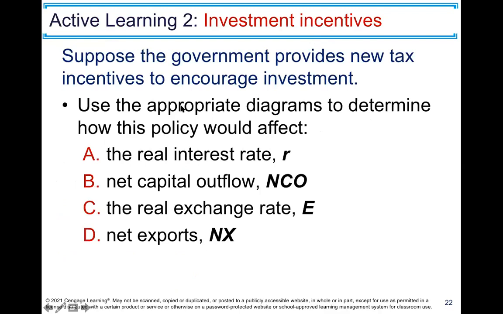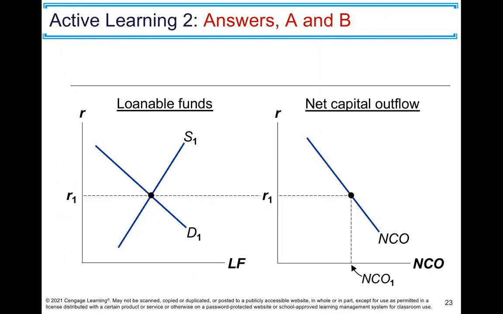Okay, so let's do some examples. Let's say that the government provides a new tax incentive to encourage investment. So now investment is a little bit more attractive because of this tax incentive. We're going to see how this would affect things through our graph. So let's start with the first two, the two on top. Remember, you draw the loanable funds, then net capital outflow to the right, and then below net capital outflow, I want that last graph, which is the foreign exchange graph. Okay, so let's start.